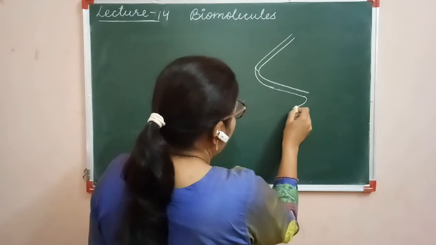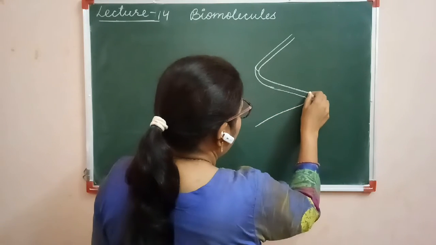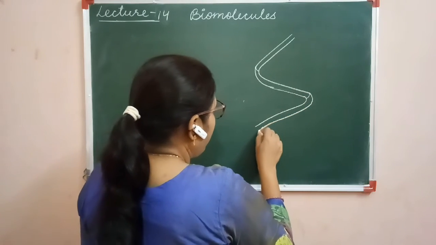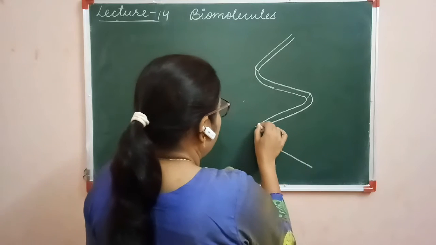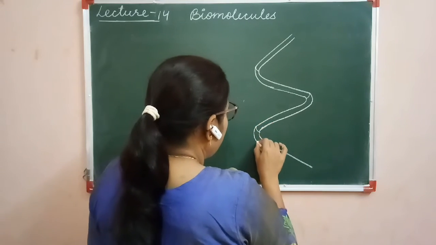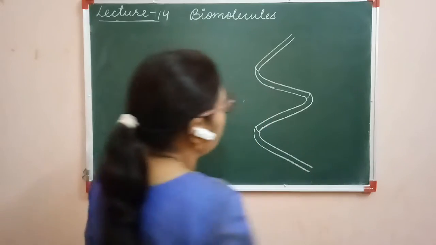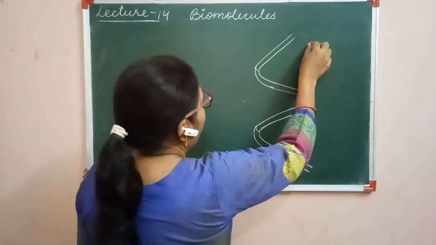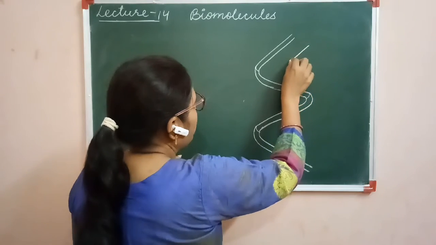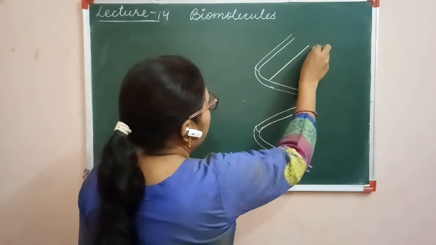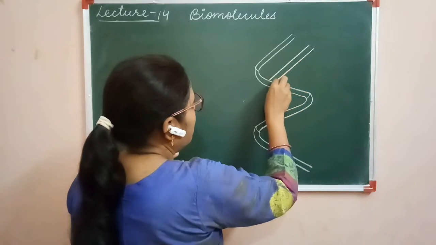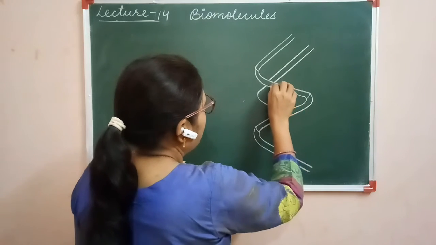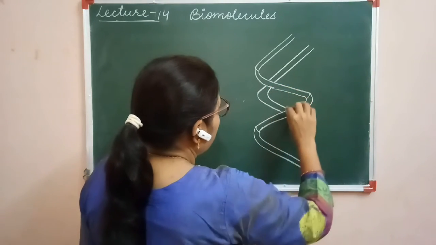Here it again gets a turn. This is the turn, and here it again gets a turn. So this is the one strand. Now how is the second strand going to be drawn? This is the second strand which is found parallel to this. This is the second strand. It goes parallel to this.